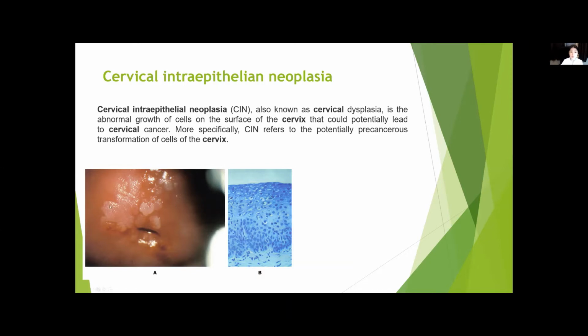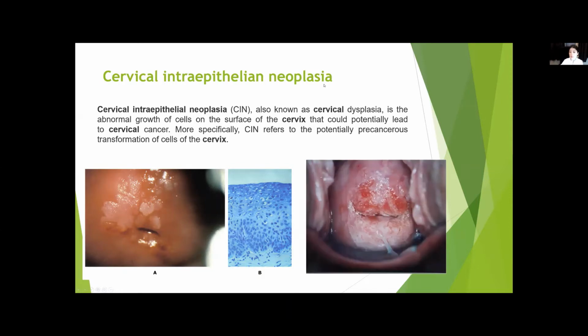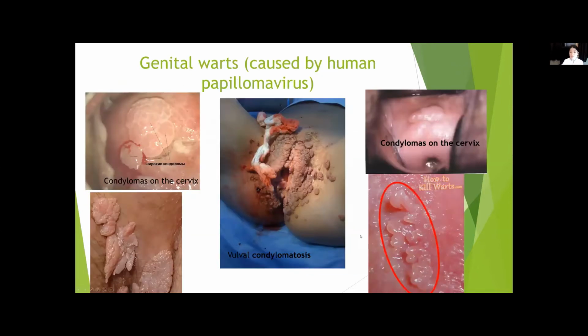Here you can see cervical intraepithelial neoplasia, first grade, and this is cervical intraepithelial neoplasia, second grade. Genital warts are caused by human papillomavirus. In this slide, I try to show you condylomas of the cervix. And this is also cervix with condyloma. This is vulval condylomatosis. This is also vulval condylomatosis.